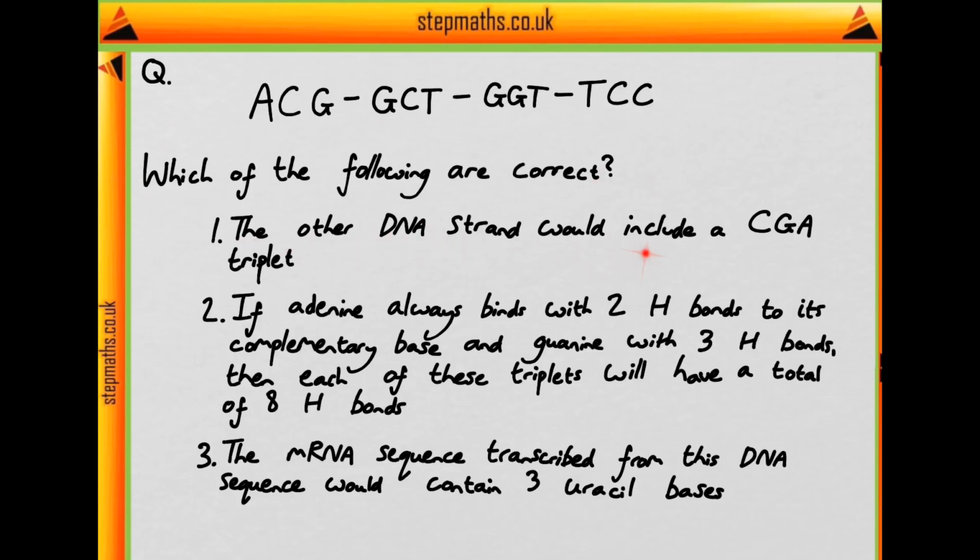Firstly, the other DNA strand would include a CGA triplet. 2. If adenine always binds with 2 H bonds to its complementary base and guanine with 3, then each of these triplets above will have a total of 8 H bonds. And 3, the mRNA sequence transcribed from this DNA sequence would contain 3 uracil bases.